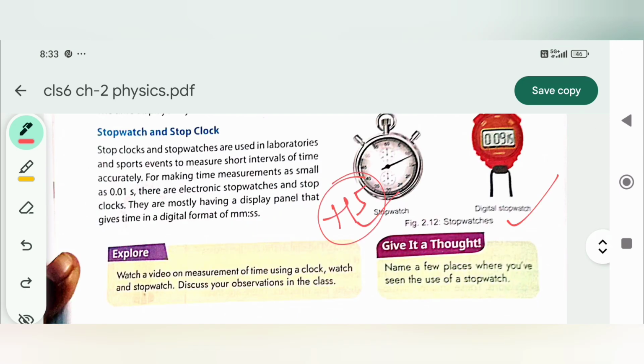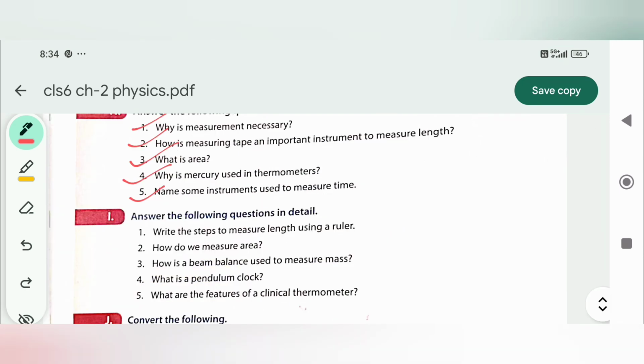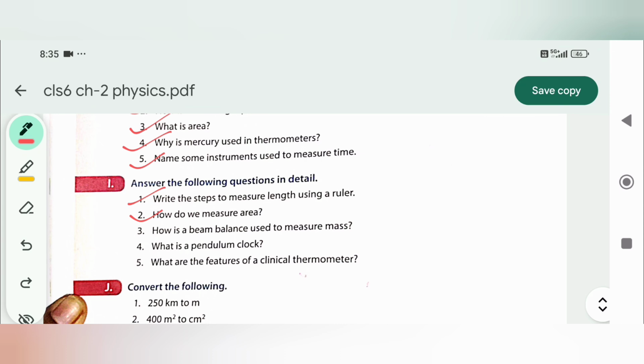HK5. Answer the following questions in detail. Write the steps to measure length using a ruler. Number 2. How do we measure area?